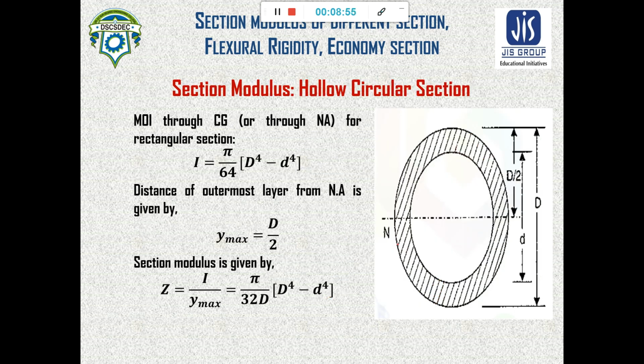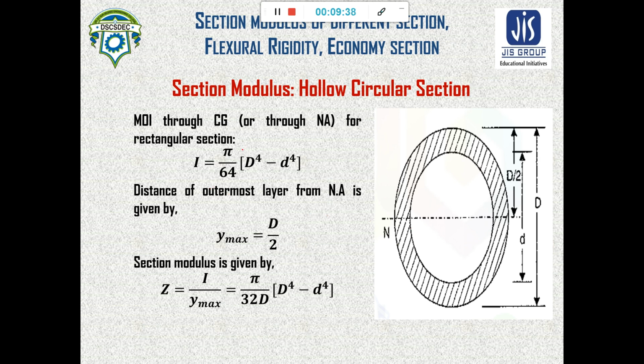Now for a hollow circle, what will happen? The moment of inertia of a hollow circle will be given by pi by 64, capital D to the power 4 minus small d to the power 4, where capital D is the outer circle diameter and small d is the inner circle diameter. Now the y max is given by capital D by 2. You can see that from the neutral axis, the distance to the outer layer is capital D by 2, and the section modulus is given by I by y max.